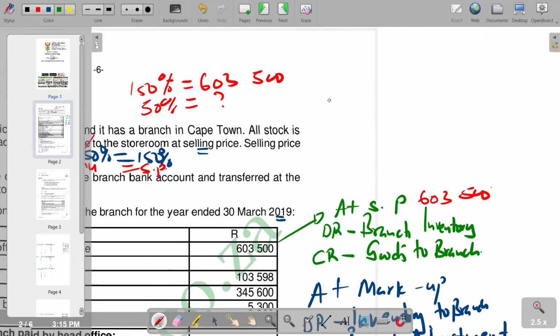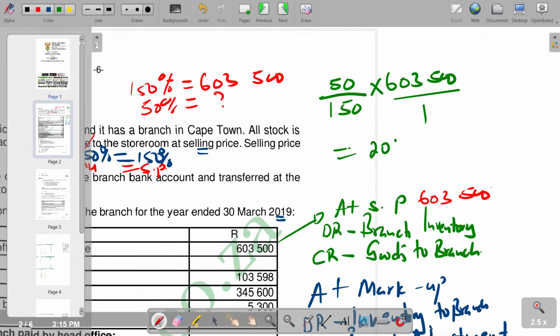We make it the numerator. What we have is 150%. We make it the denominator, then multiply by the given figure, which is 603,500. So basically, that's what we have. So we try to multiply and see what exactly we get. You are going to get it as 201,167.666, as we see like that.